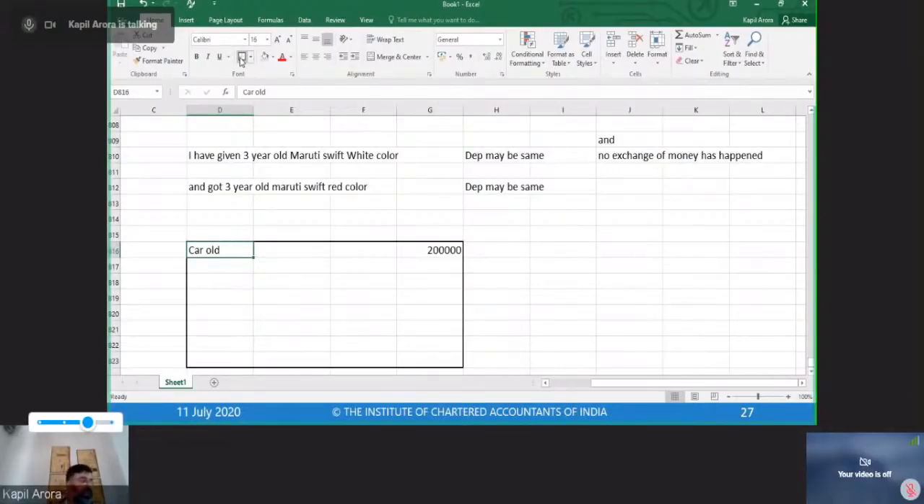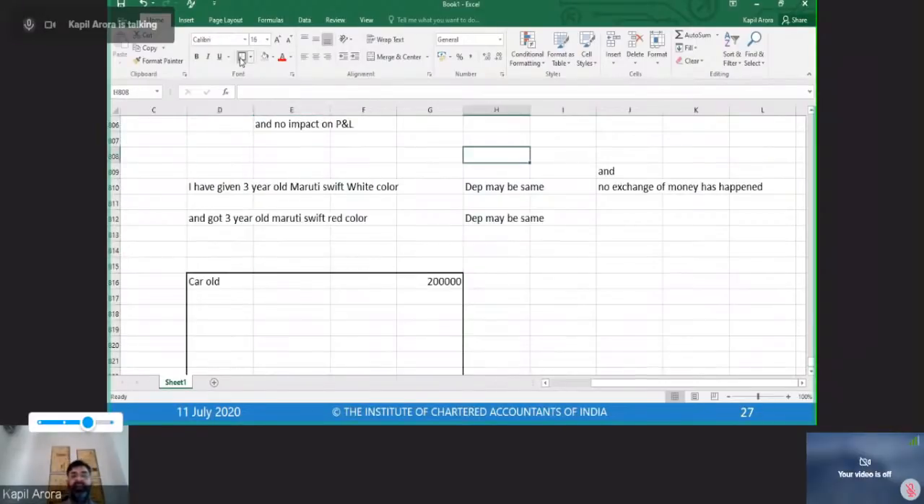I have exchanged it with the new car. Now, when there is no impact on the P&L, no impact on the cash flows, I say no commercial substance. I am actually getting the same, similar asset back, exactly. So what we are going to do, we will not change the value at all. We will keep it at the same value, from car old to car new, that's it. Asset value would remain the same because this exchange transaction has no commercial substance.